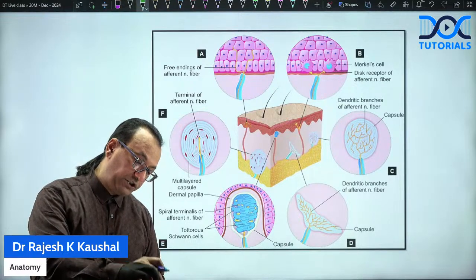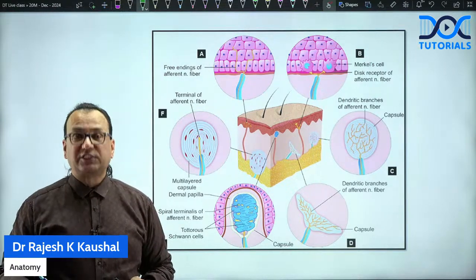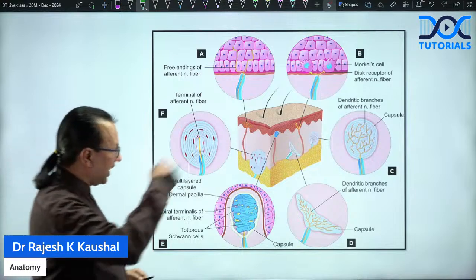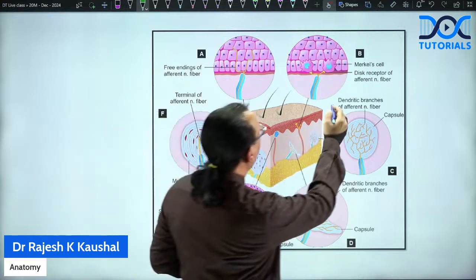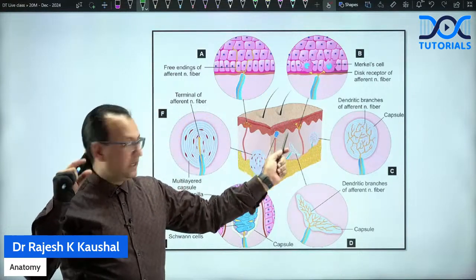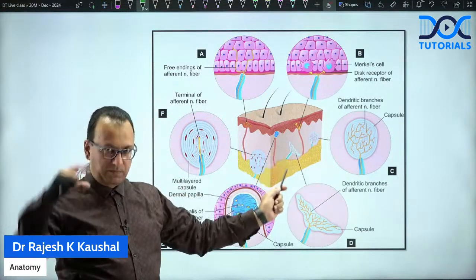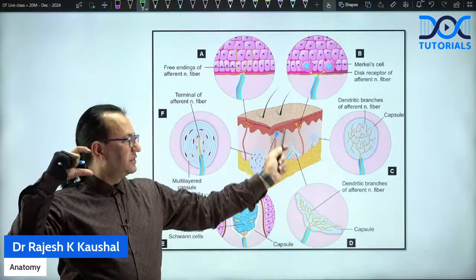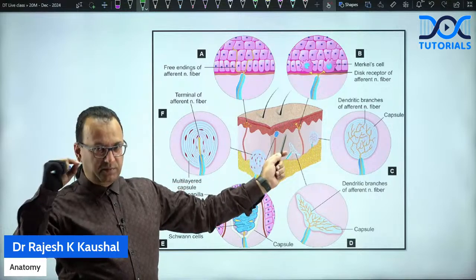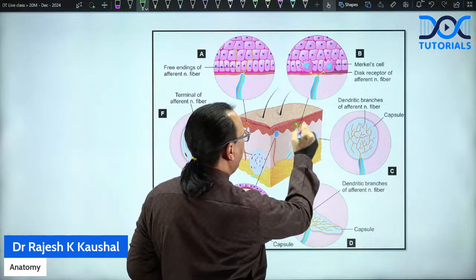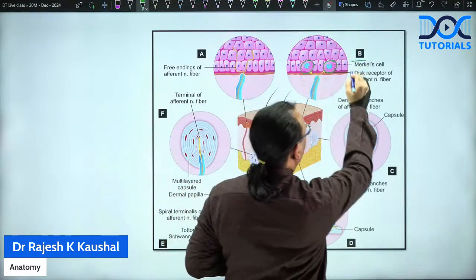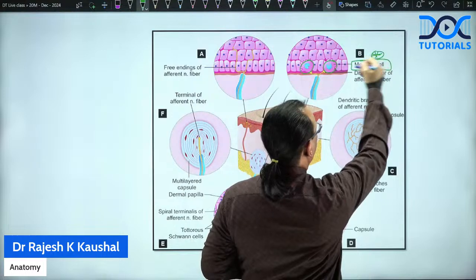As you will notice, we are looking at the skin receptors here. When we are talking about skin receptors, you can start here. In the skin, you will have skin epithelium, epidermis, and then down is dermis. Dermis is thicker and epidermis is thinner. In the basal layer of epidermis, you will have one receptor which has been magnified here, and that is called the Merkel receptor, the Merkel cell.